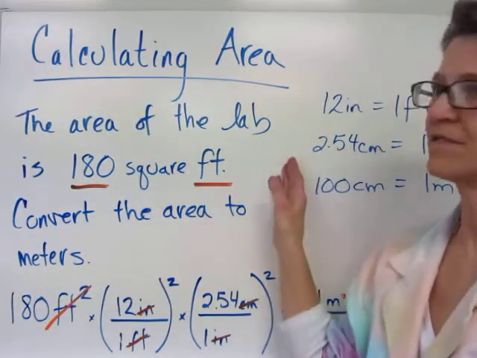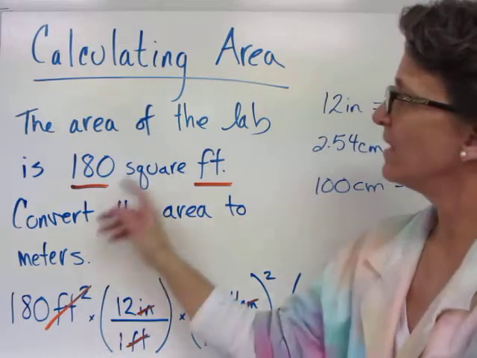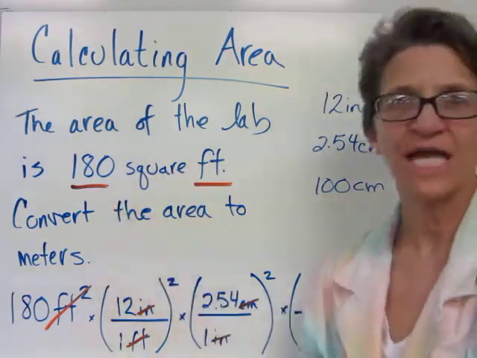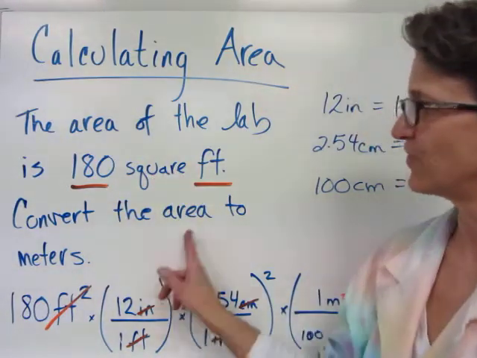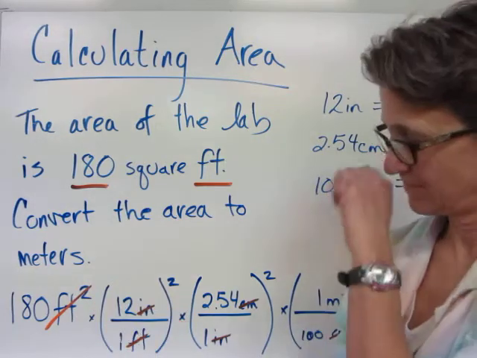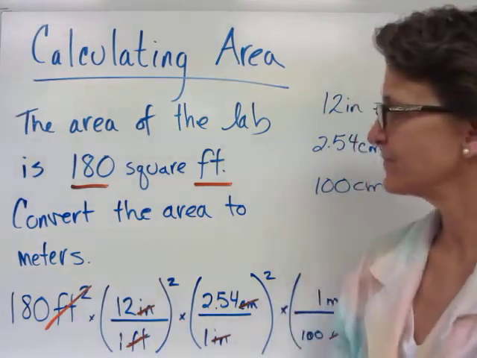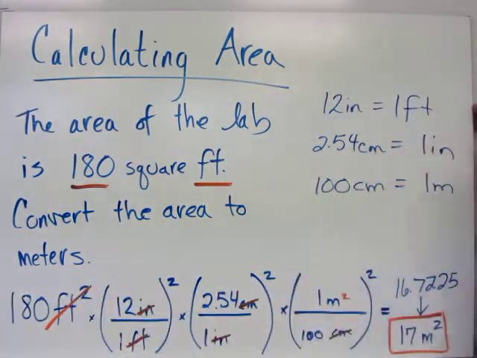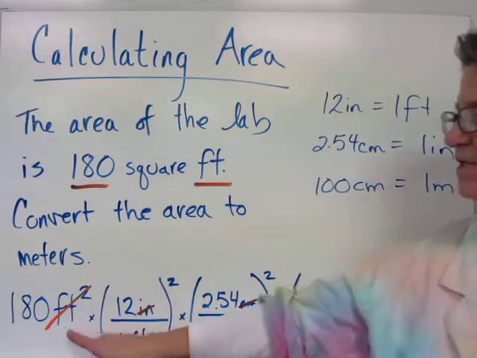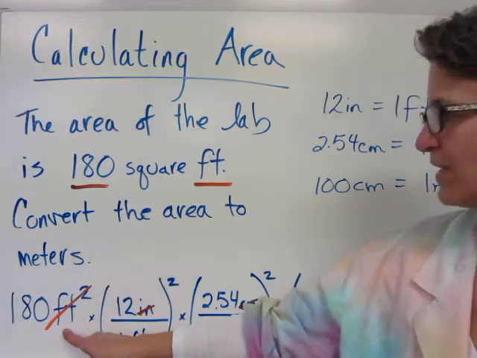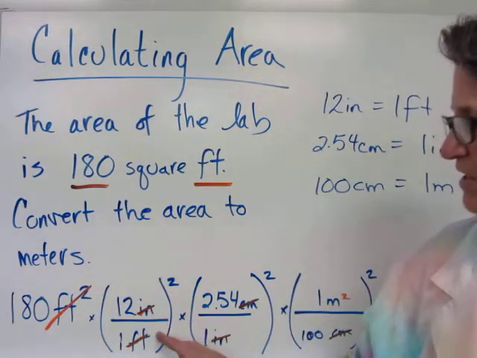This time, let's convert an area. The area of our lab is 180 square feet. Let's convert the area to meters, and that will be square meters. So again, I'm going to list my conversion factors. 12 inches in a foot, 2.54 centimeters in an inch, and 100 centimeters in a meter. Because your feet units are squared, you need to square each conversion factor.